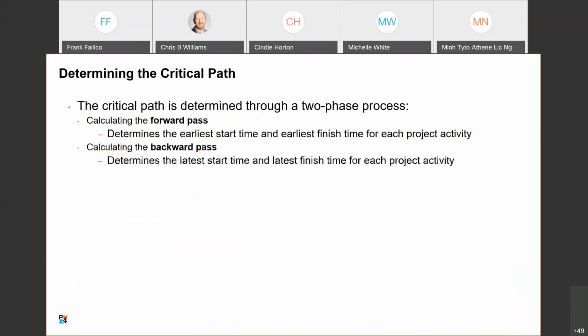Okay, great. So let's continue on to determining the critical path. With the critical path, you've really got a two-phase process, as y'all have seen already last week, and so we're going to go back through that. We're going to calculate the forward path. This is going to help us to determine the early start time and the early finish time for each of the project activities. And then we're going to calculate the backward path so that we can determine the latest start time and the latest finish time for each of the activities. And again, this is also going to help us to understand what our flexibility is, or our float as well.